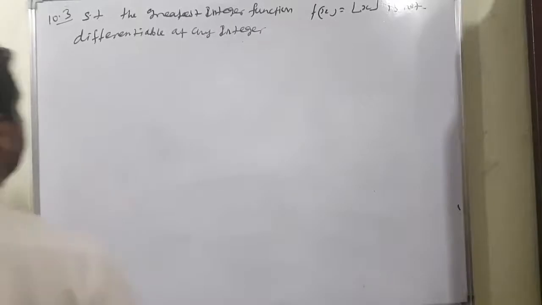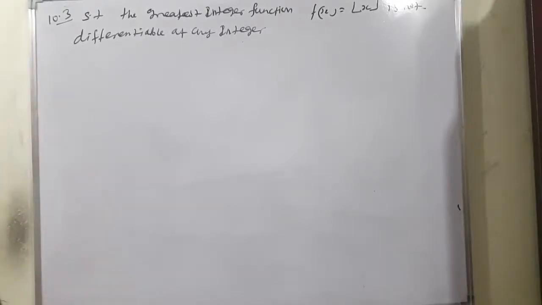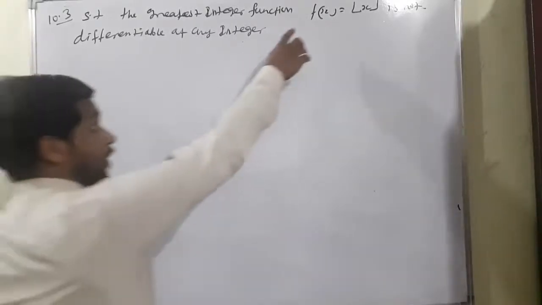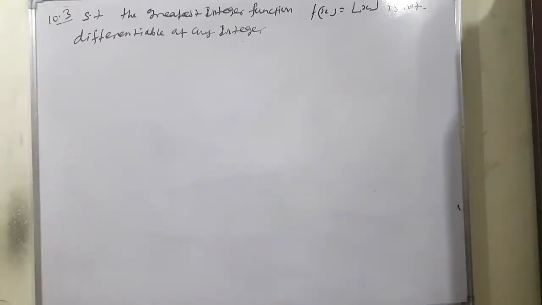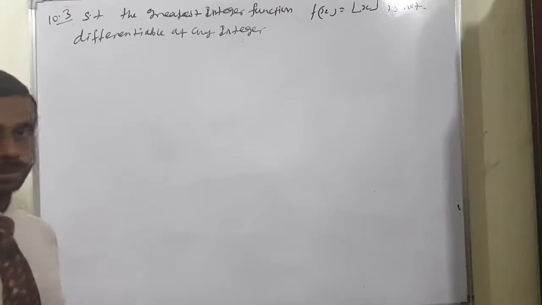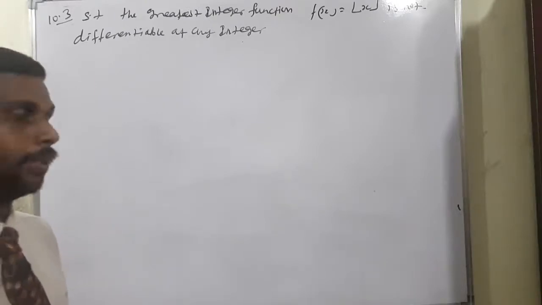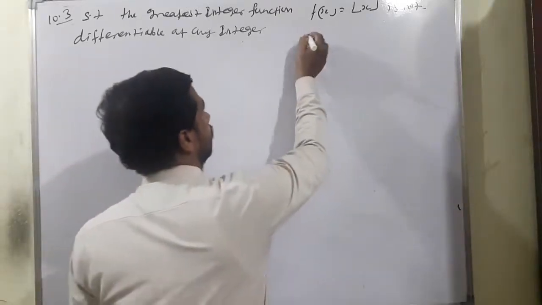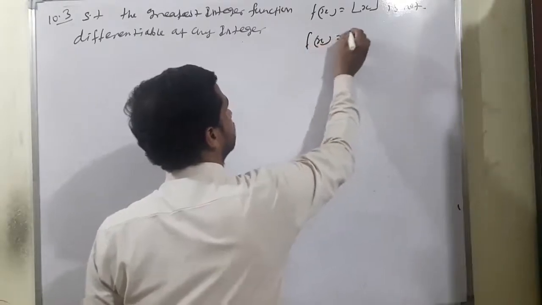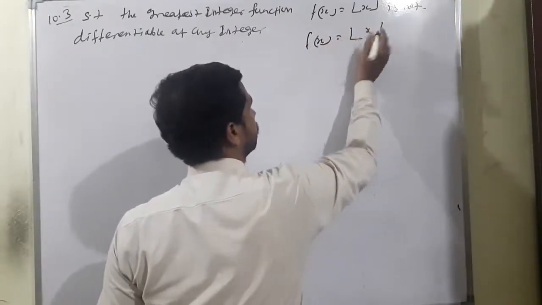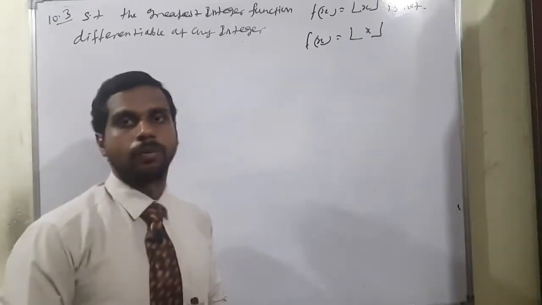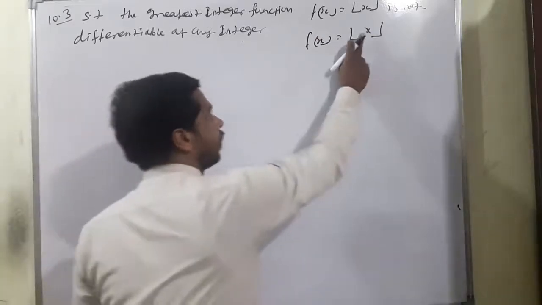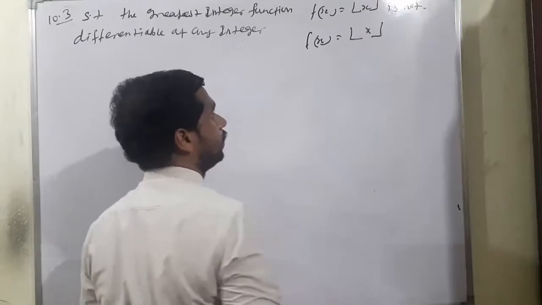Example 10.3: show that the greatest integer function f(x) = [x] is not differentiable at any integer. First I am moving to an explanation of the meaning of the greatest integer function. This is actually from the limits and continuity chapter. So this is called the greatest integer function.